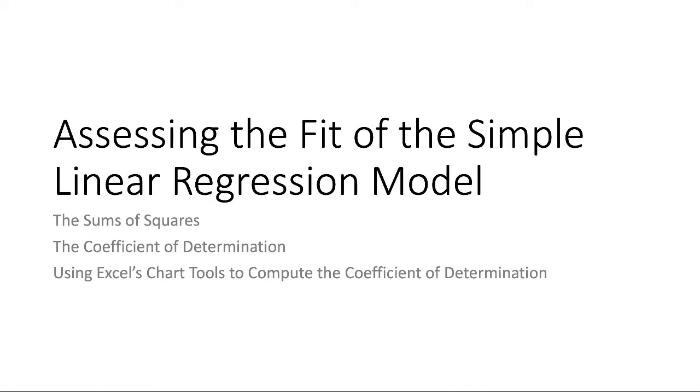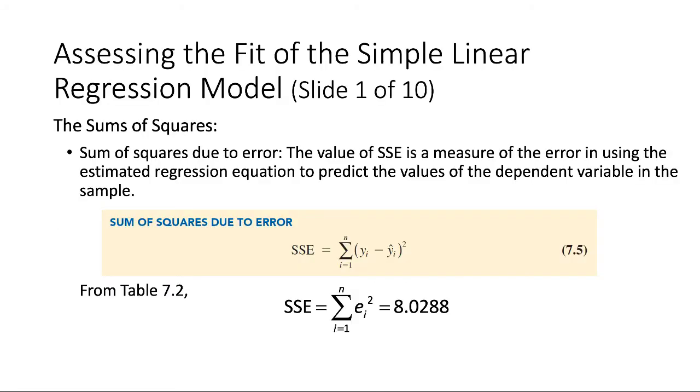Now that we've learned how to develop the estimated regression equation, in this section we want to assess how well the estimated regression equation fits the sample data. We'll begin by developing the intermediate calculations referred to as the sum of squares. Remember that earlier we found our estimated regression equation for the trucking company example by minimizing the sum of squares of the residuals, which is also known as the sum of squares due to error.